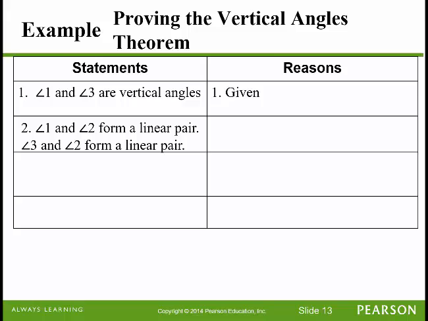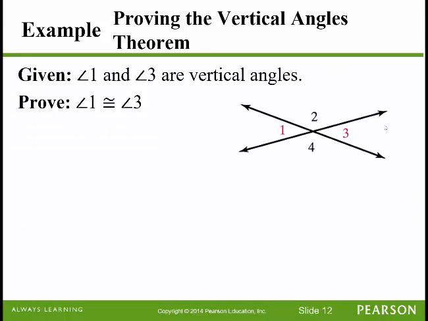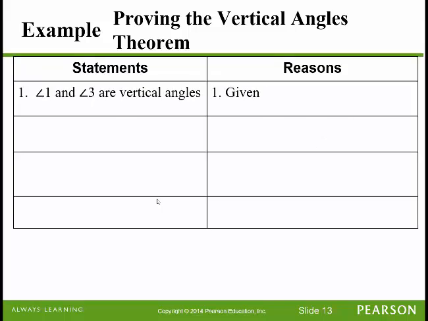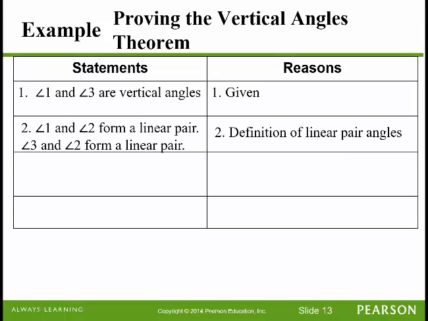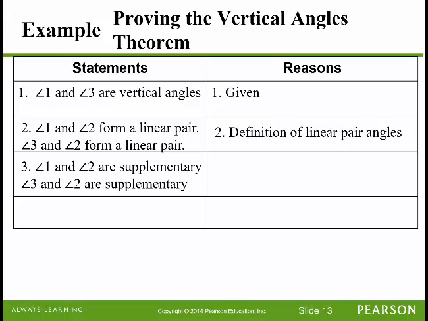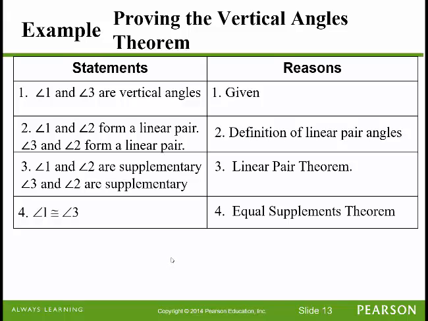What we see here is angles 1 and 2 form a linear pair, and angles 3 and 2 form a linear pair. Angles 1 and 2 form a linear pair because they sum up to 180. Angles 2 and 3 form a linear pair because they sum up to 180. That's the definition of linear pairs. Angles 1 and 2 are supplementary, and angles 3 and 2 are supplementary, by the linear pair theorem. Thus, if they're both supplementary and they share the same angle, then the other two angles, angles 1 and 3, must be congruent. And that's the equal supplements theorem.